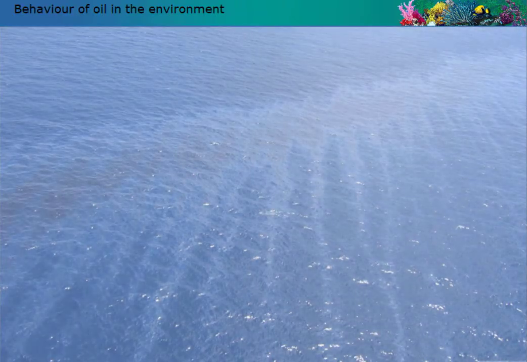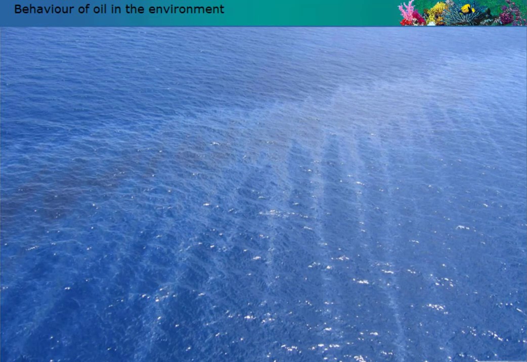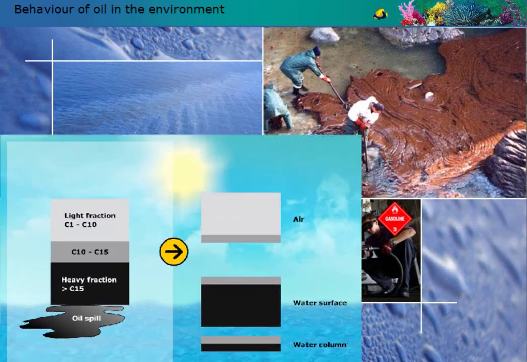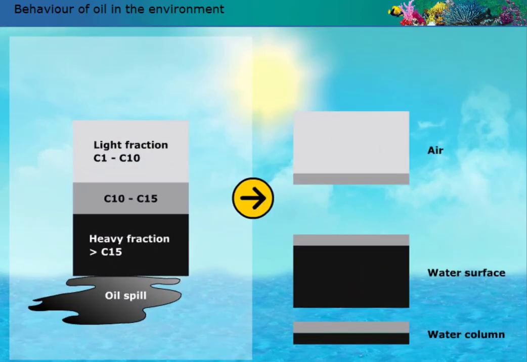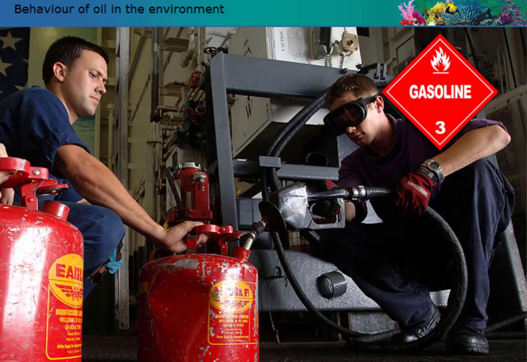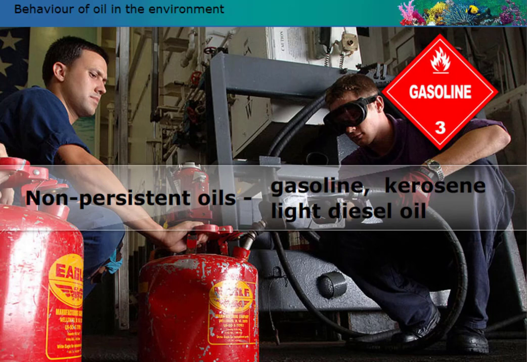Oil, when spilled at sea, will normally break up into different components and spread in the marine environment over time. Oil products behave in different ways when spilled at sea. Light products tend to evaporate and disappear quickly. These are called non-persistent oils. They rarely need cleanup. Non-persistent oils include gasoline, light diesel oil, and kerosene.